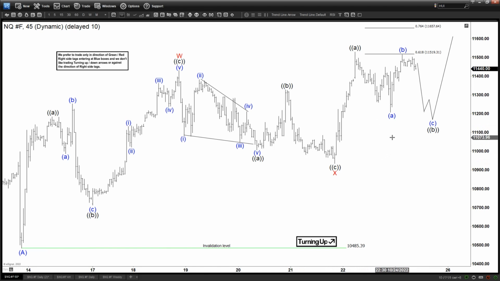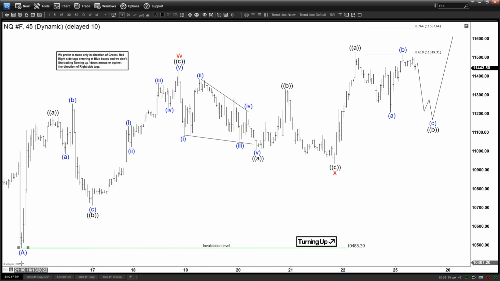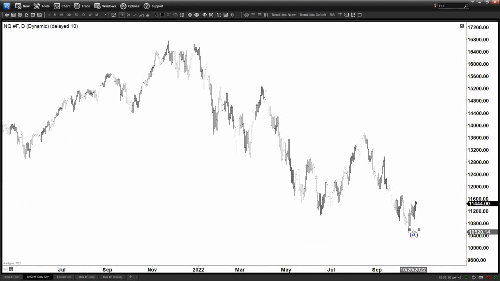But we're going to zoom out to the daily to give some more ideas about what we are looking at. And here is the daily time frame. Let me copy some of this count here. This is an A here. Let's just stop here and look at the structure. I can see the all-time high on November 22nd.